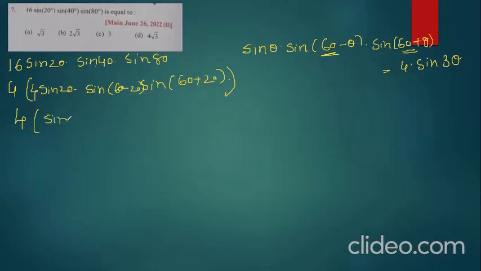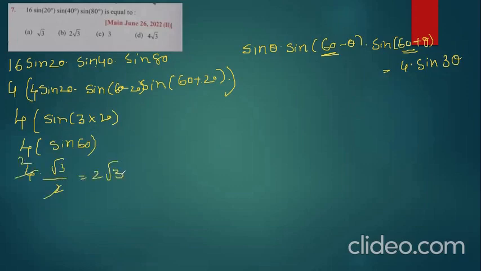So how can I write then 4 into sine 3 theta? Sine 3 theta, I can write 3 into 20. So 4 into sine 60, and 4 into sine 60 is root 3 by 2. 2 one time, 2 two times. So how much are we getting? 2 root 3.